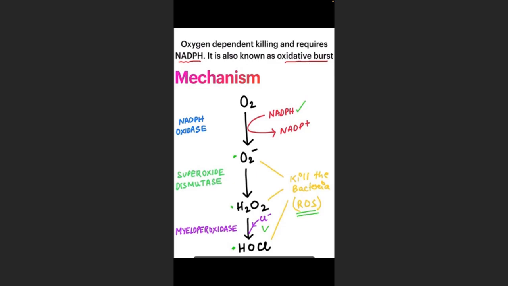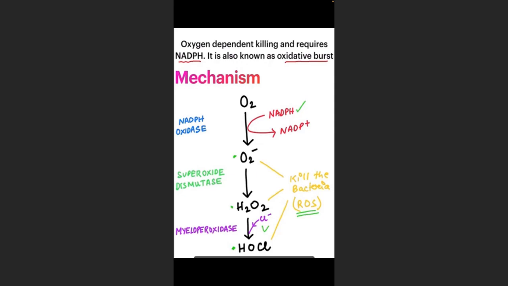Bismillahirrahmanirrahim. Yesterday we discussed different types of methods for the transportation of large molecules. One of them was phagocytosis. This phagocytosis is oxygen dependent killing and it requires NADPH. And this oxygen dependent killing is done with the help of different types of enzymes. It is also known as oxidative burst or respiratory burst.